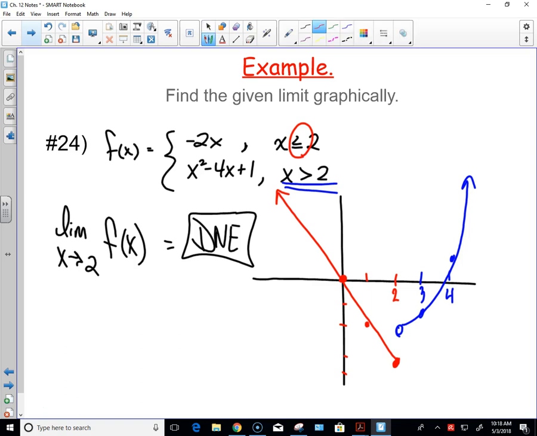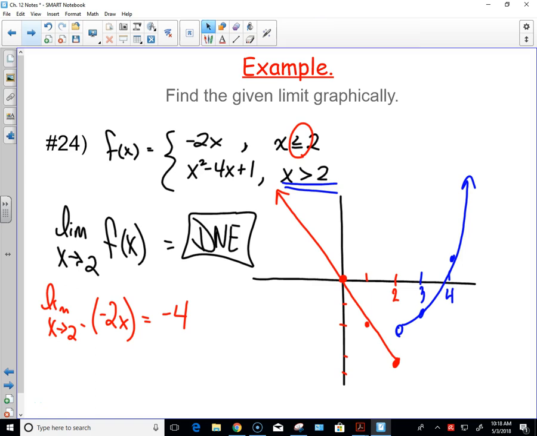Could I answer for the limit as x approaches from below 2? Yeah, I could. Can you tell what's happening as I come from below 2, which would be technically the negative 2x portion? Where am I headed? Down. Negative 1, 2, 3, 4, right? Does it work with our trick of plugging in? Oh, yeah.